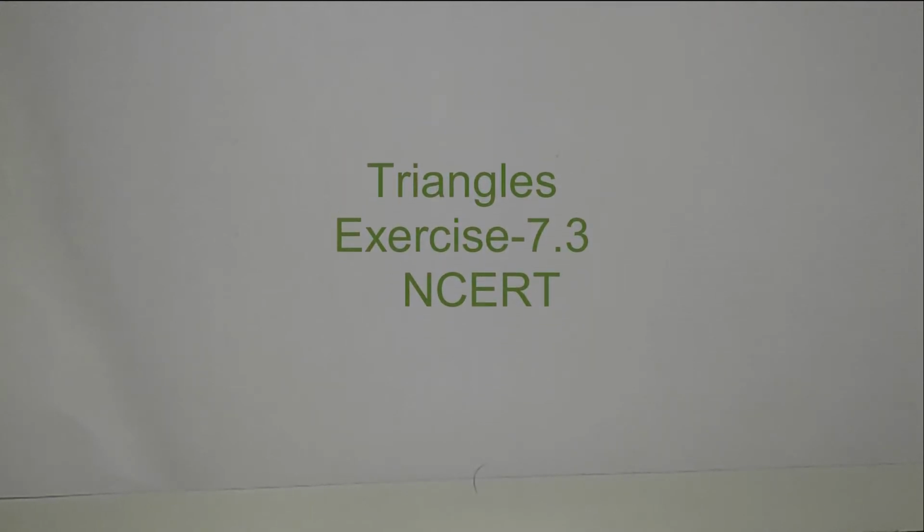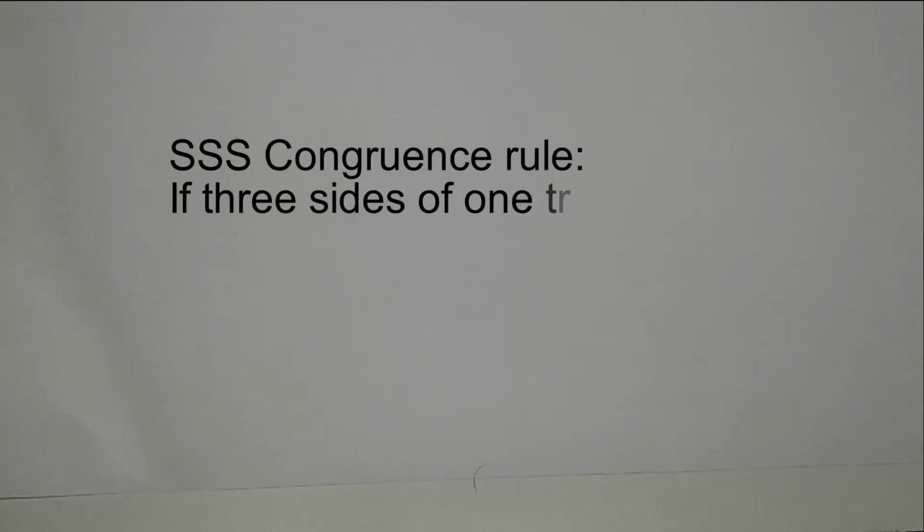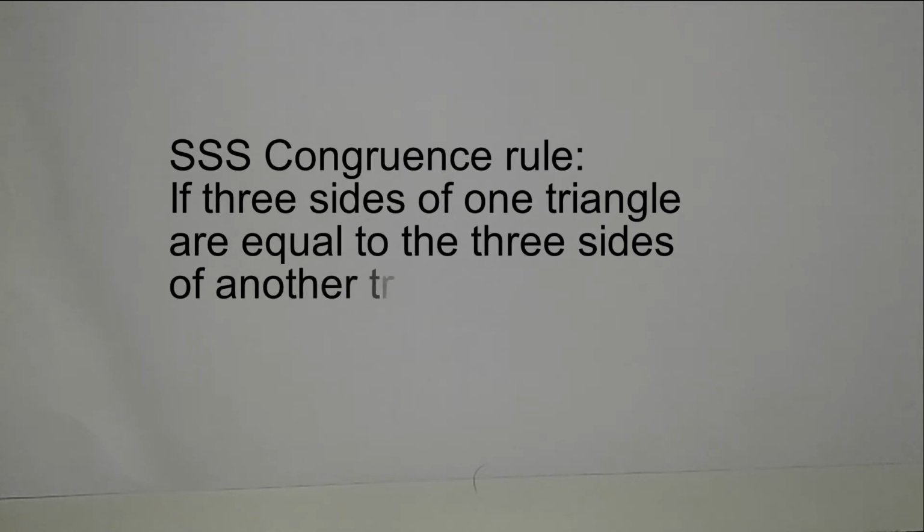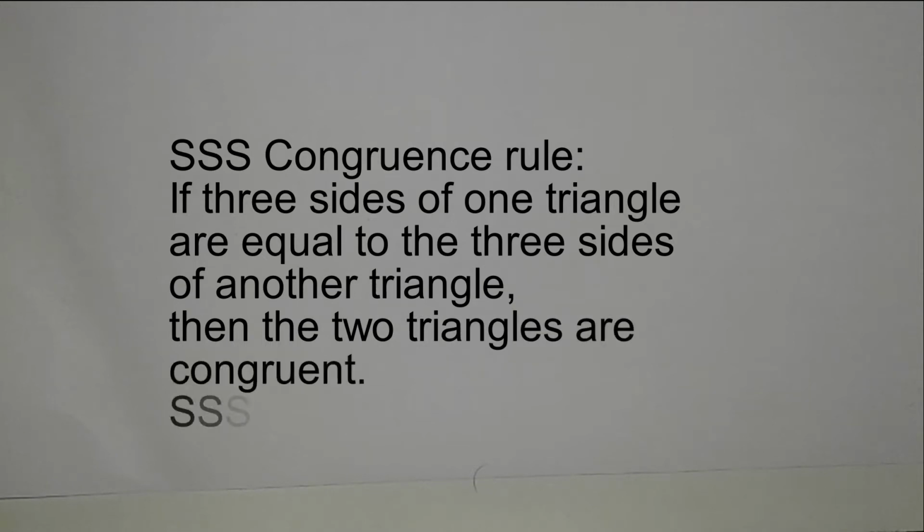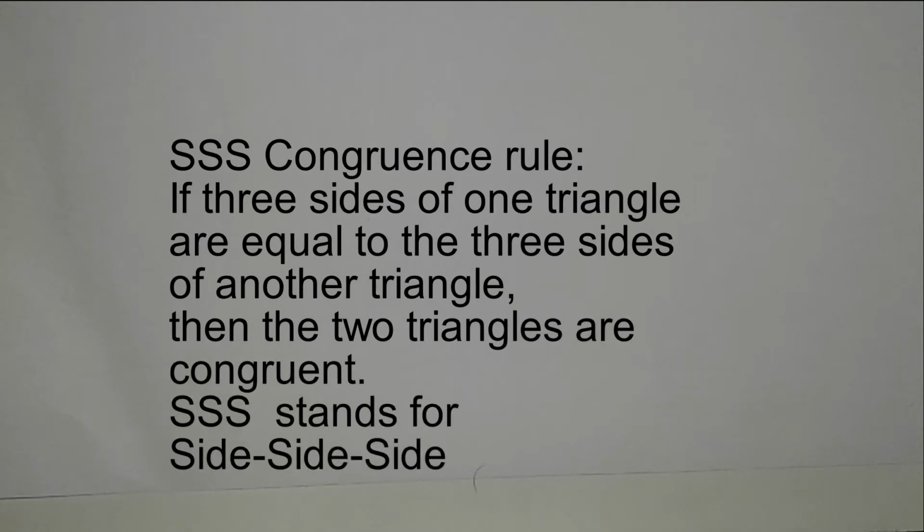Hello student. Today we'll take chapter number 7 and we'll take two remaining congruence rules of triangles. First is the SSS congruence rule. The rule is, if three sides of one triangle are equal to three sides of another triangle, then the two triangles are congruent to each other.